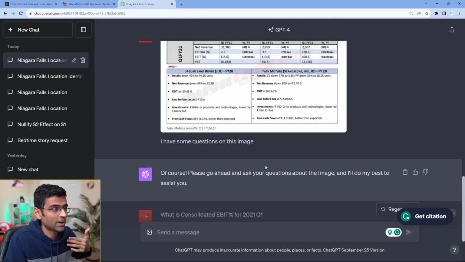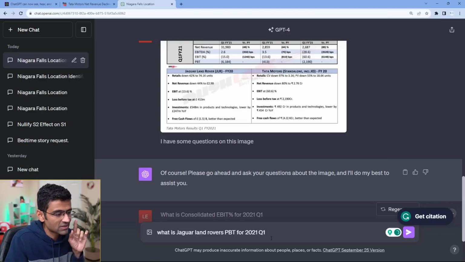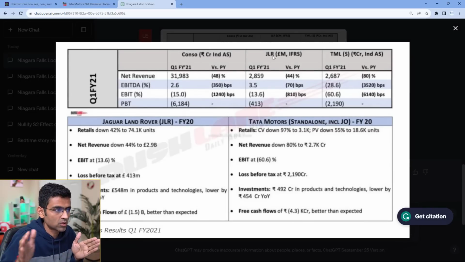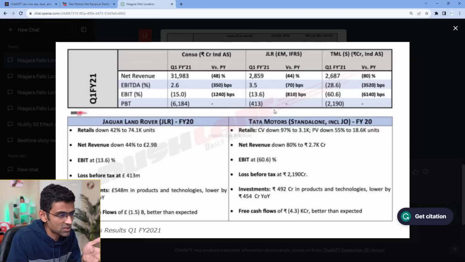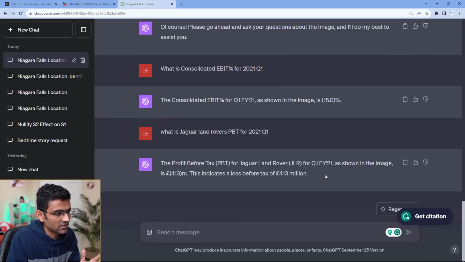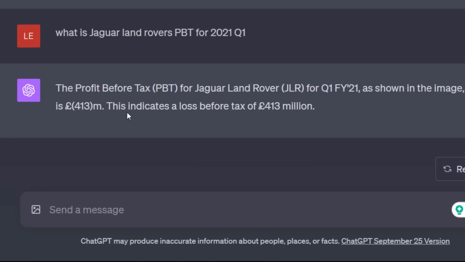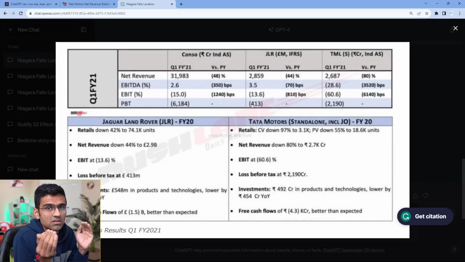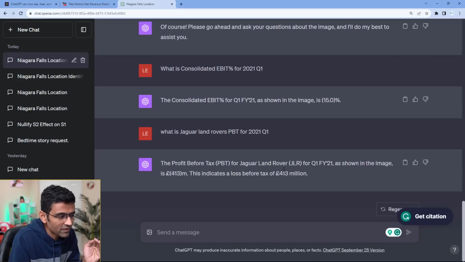Once again, I can say from my experience working in data extraction for Bloomberg for so many years, this is not an easy task. Now I'll ask an even more difficult question, and I will say, what is Jaguar Land Rover's PBT for 2020 Q1? Now look at this. Here it says JLR. It doesn't even tell you Jaguar Land Rover. So it is an abbreviation. Plus the table is in the middle. There is no clear vertical separation between the columns. You are reading PBT here. It's a negative number. See, it's a very challenging task. And look at this. It told me that it is indicating a loss. See, it figured out that when the number is in brackets in financial terminology, it means a negative number. So it figured that out.